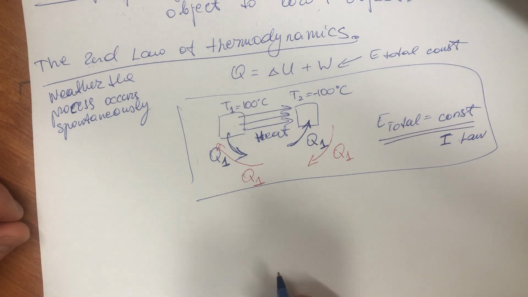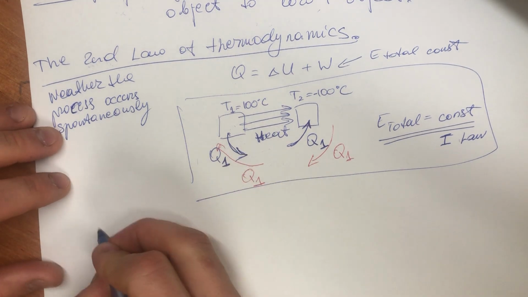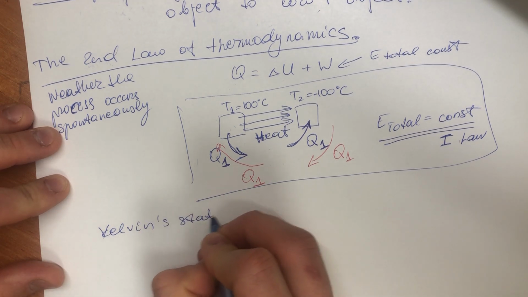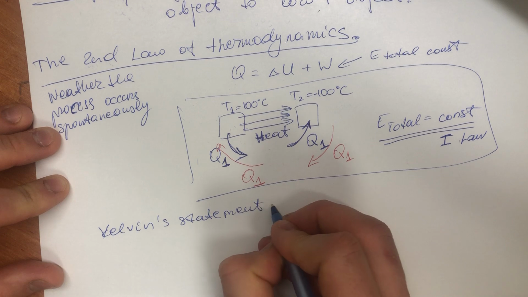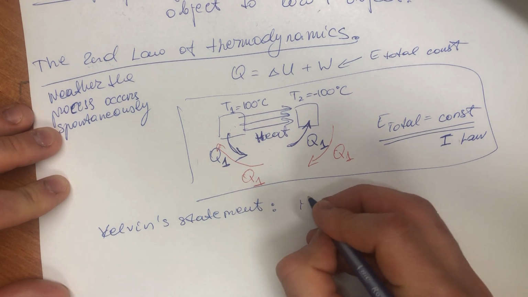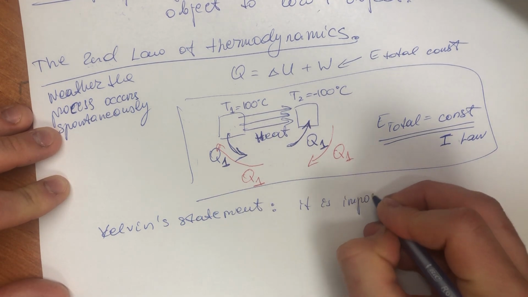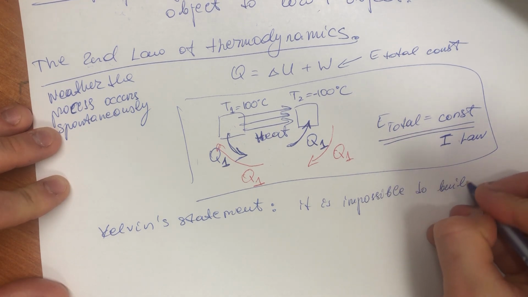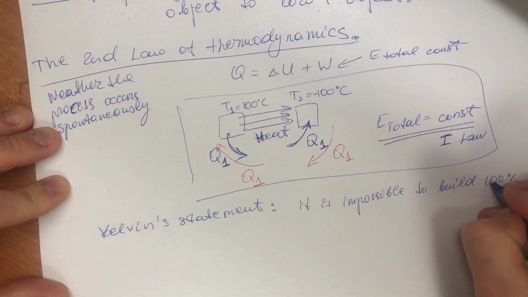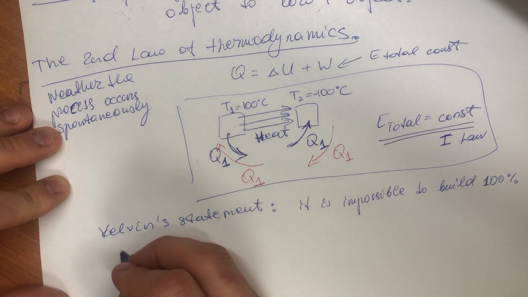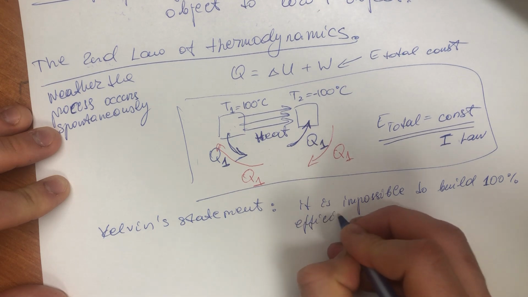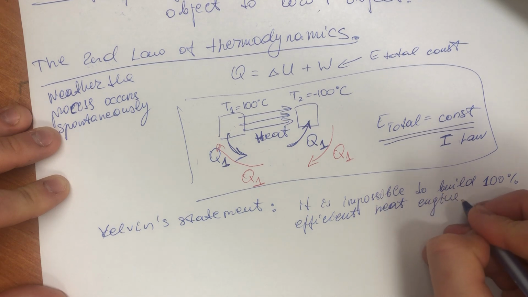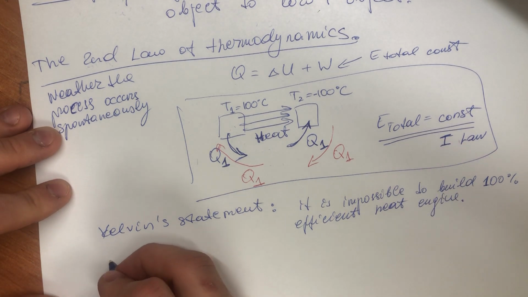There are two statements. One is Kelvin's statement. Kelvin's statement is that it is impossible to construct a 100% efficient heat engine. Another statement is Clausius' statement.